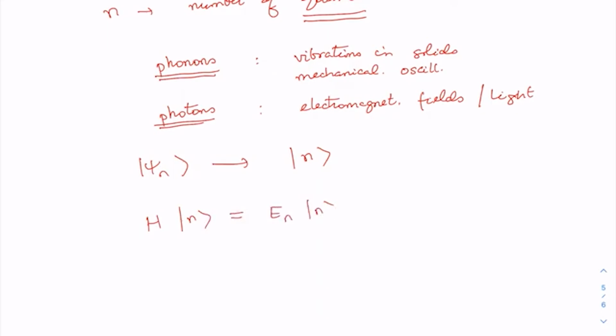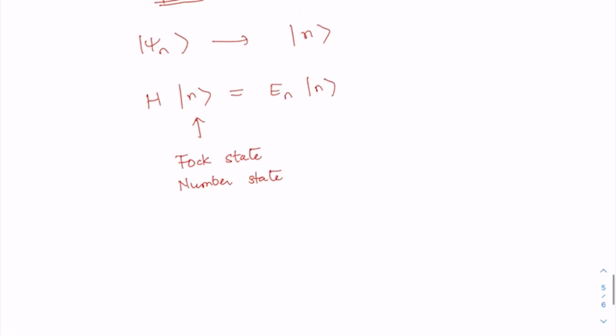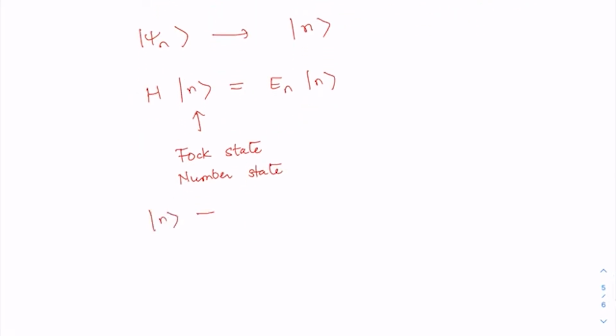So here n is also known as a Fock state, or it's also called a number state. And this ket n, or this Fock state, basically refers to the state where there are n quanta.